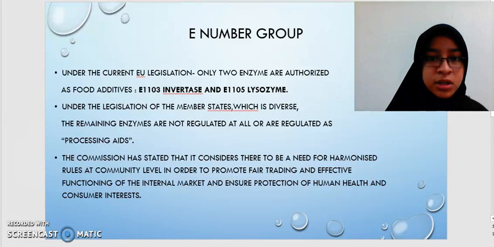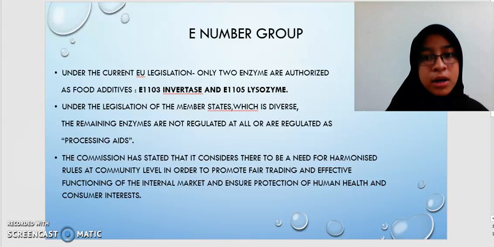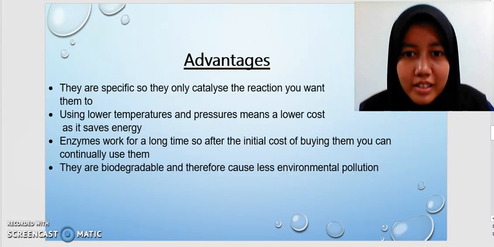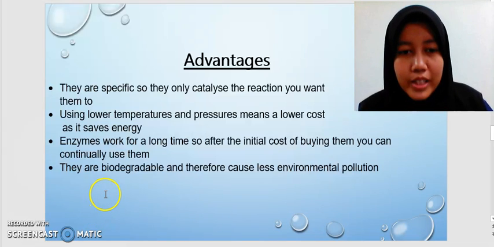Under the legislation of the member states, which is diverse, the remaining enzymes are not regulated at all or are regulated as processing aids. The Commission has stated that it considers there to be a need for harmonized rules at community level in order to promote fair trading and effective functioning of the internal market and ensure protection of human health and consumer interests. These are the advantages of food enzymes.